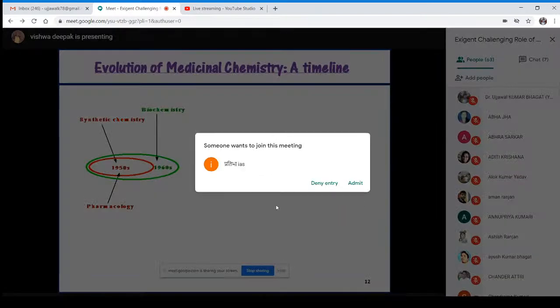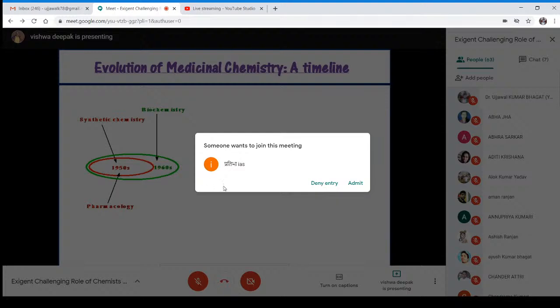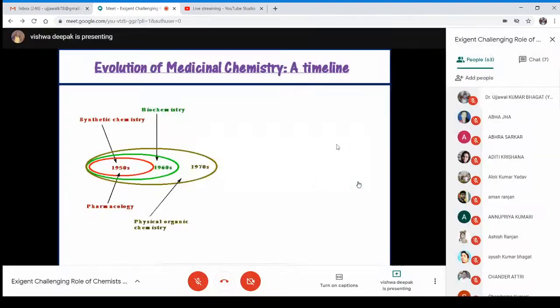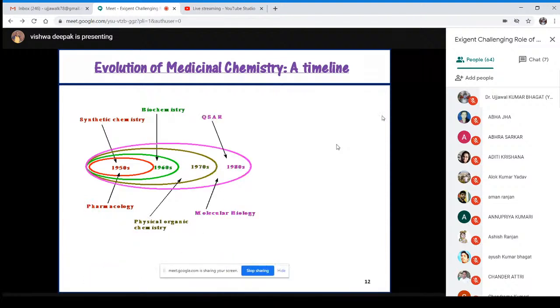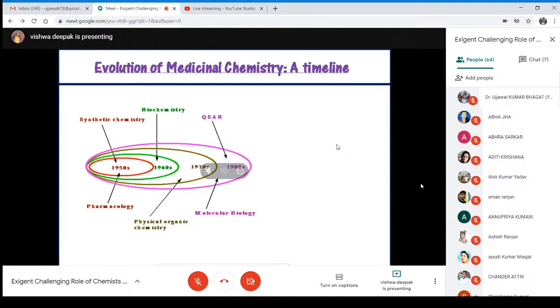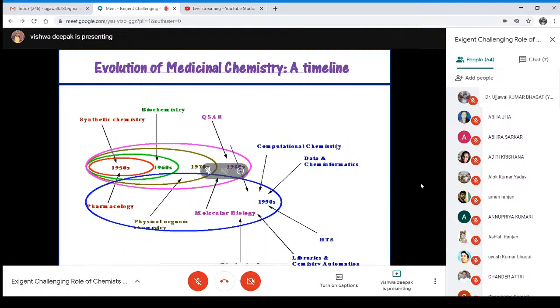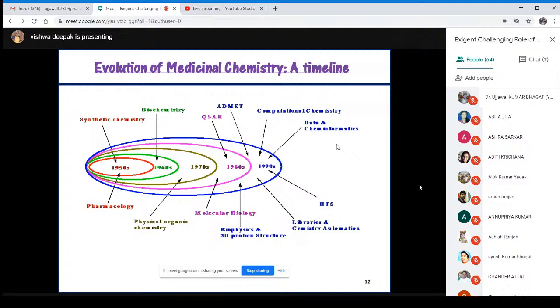In the 1960s, it was the evolution of biochemistry. Then the rise of physical organic chemistry made the process more complex, then molecular biology, then in the 1980s, after the discovery of computers and software, we got computational chemistry, that is quantitative structure activity relationship, QSAR. It made the process again more time taking. And in the 90s there was a flood of different branches: computational chemistry, combinatorial chemistry, chemistry of automation, data, chemical informatics, everything.